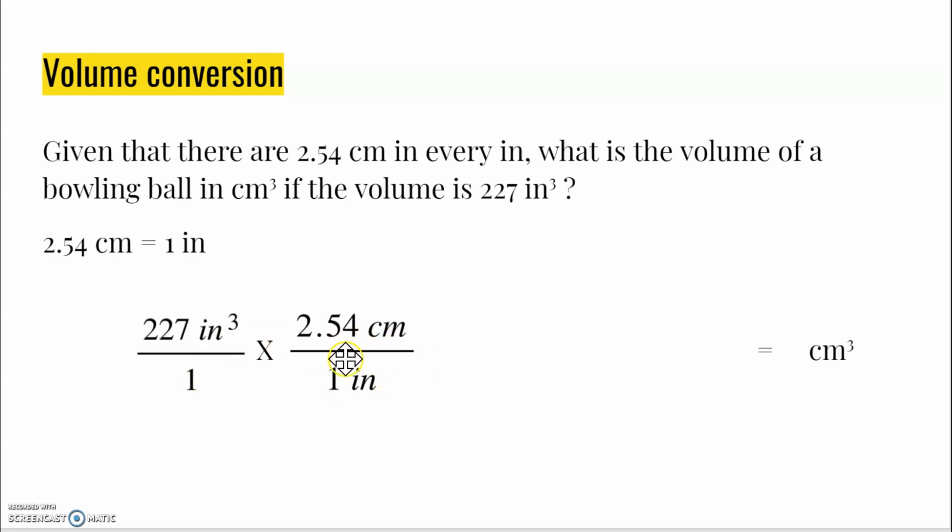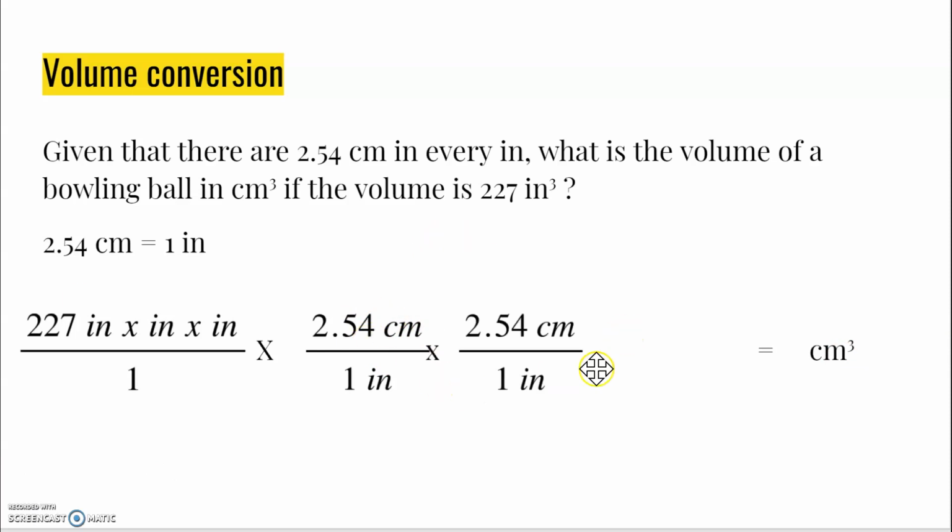But be careful, this is only 1 inch on the bottom, and this is inches cubed up here. So this does not cancel each other out. This only cancels one of the inches in this inches cubed. So let's rewrite it so you can kind of see that. So 227 inches cubed is 227 inches times 2.54 centimeters per 1 inch. One of these inches cancels, but I'm still left with inches squared, and I'm still only at centimeters, and I want centimeters cubed. So I'm going to have to repeat that again.